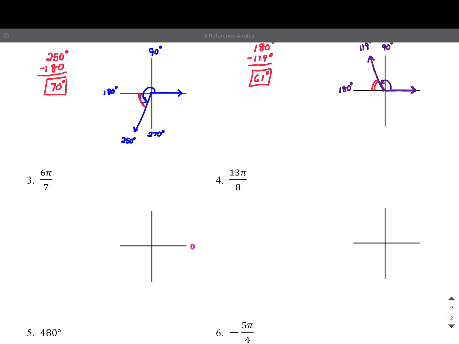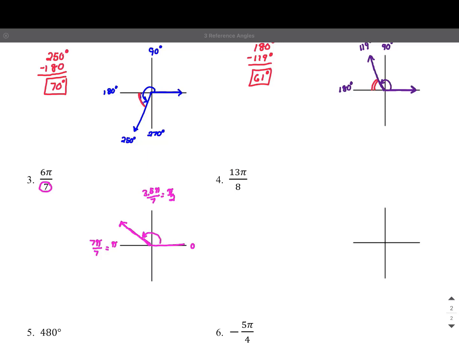Now, if this is 6 pi over 7, the denominator is 7. Half of 7 is 3.5. So pi over 2 is 3.5 pi over 7. And pi, written with a denominator of 7, is going to be 7 pi over 7. Well, if we want 6 pi over 7, that's between 3.5 and 6. So this is going to be in the second quadrant.